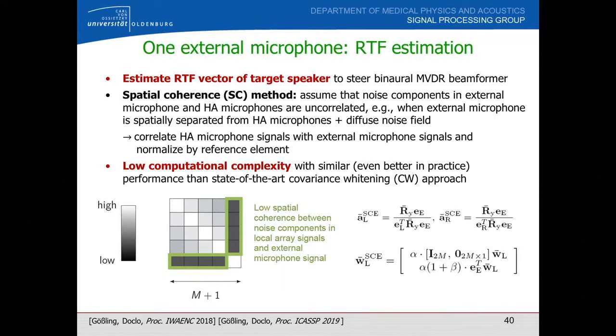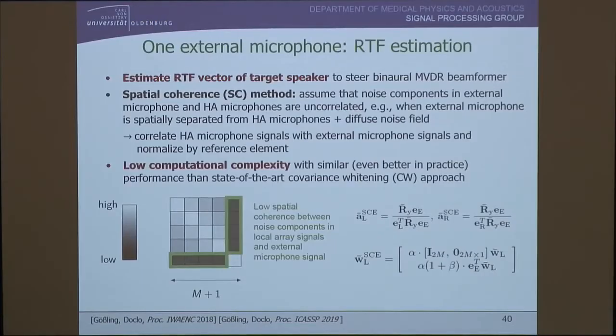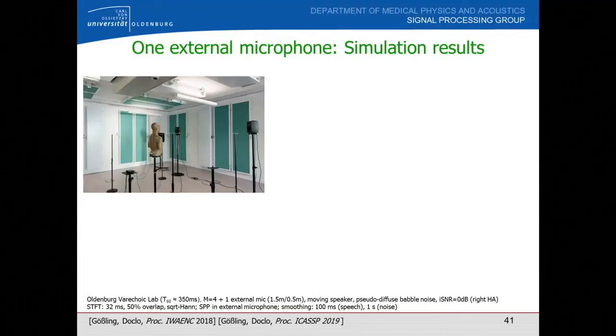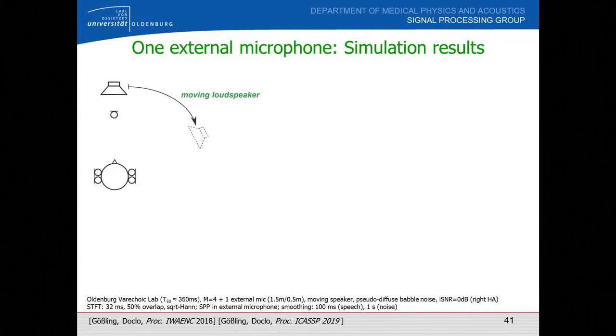As you will see in the next slide, it has similar, sometimes in practice even better, performance than the state-of-the-art covariance whitening method, which needs an eigenvalue decomposition in each time-frequency bin. So this was a simulation setup with one external microphone in our lab. We have again this binaural hearing aid setup. There is one external microphone, here a bit further from the head-mounted microphones, like 1 meter. And we have a moving loudspeaker, really a somebody physically moving the loudspeaker, such that we also have the reference signal available which we want to estimate.